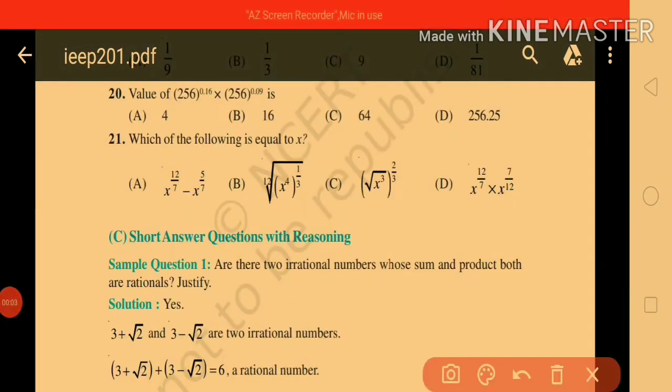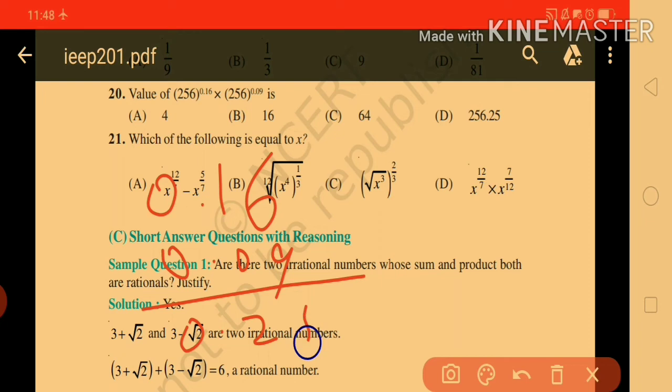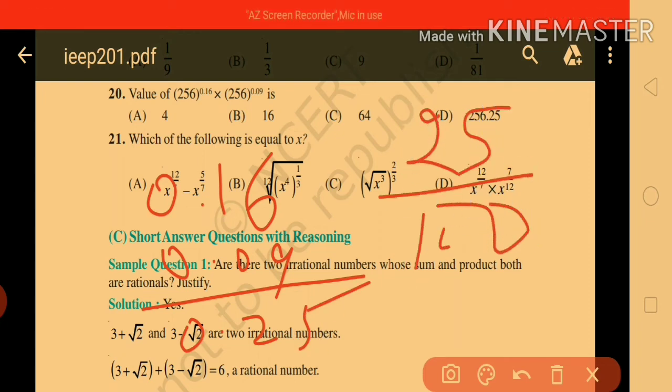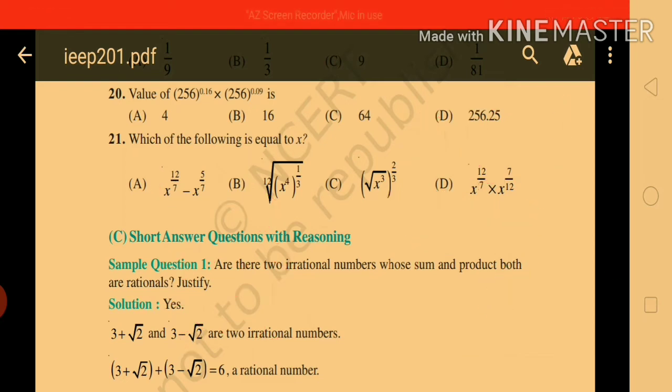Okay, come to question number 20. Here we have given 256 raised to 0.16 into 256 raised to 0.09. So at first we will do the power solution. We have 0.16. When we have the same bases multiplied, the powers will be added, so you will get 0.25, and after solving 0.25 you will get 25 by 100. Just cut, 25 fours are 100, so 1 by 4 you will get as the power.